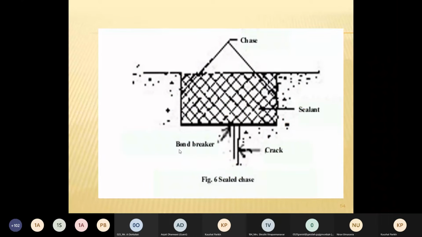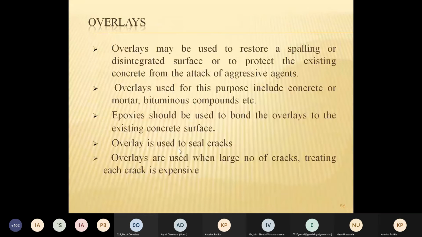The sealed face, which can be sealed chase, can be shown over here. It's nothing but a rectangular portion which can be filled by the sealant. The next technique for the repair is nothing but the overlays.